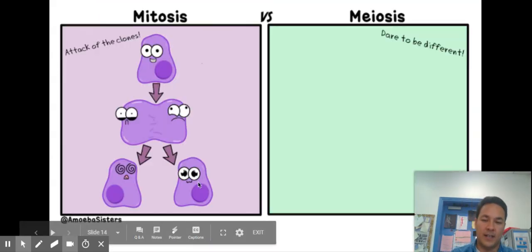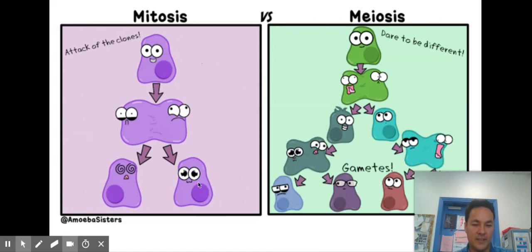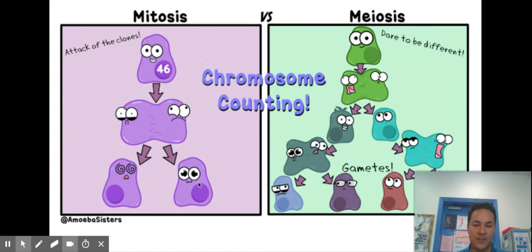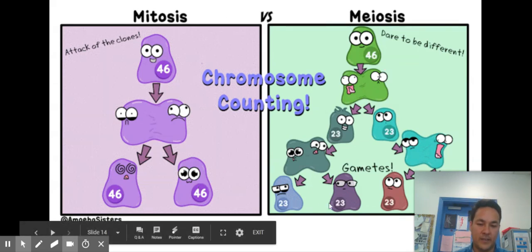So here's a little animated chart for you for meiosis, and you can see them making genetically diverse chromosomes. So here it goes 46, 23, and 23.